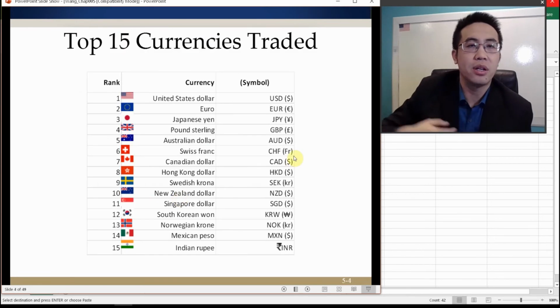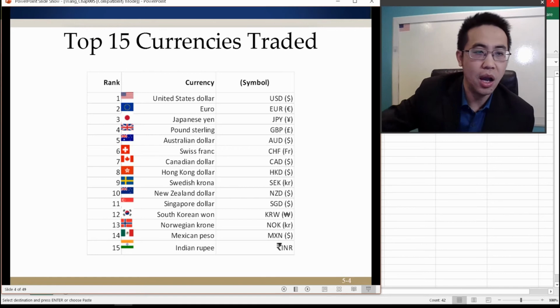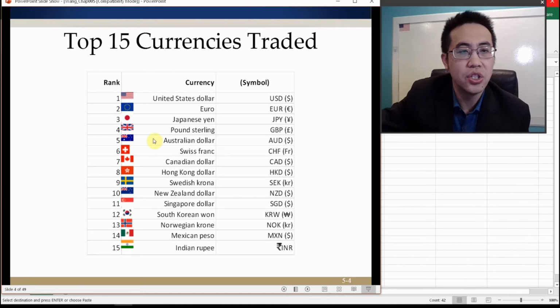For the top 15 currencies traded in the world, of course, the US dollar is number 1, followed by the euro, Japanese yen, British pound, Australian dollar, and so on. You see the Hong Kong dollar is also very actively traded, even though the Hong Kong dollar has a pegged exchange rate with the US dollar. You see, that's a fixed regime.